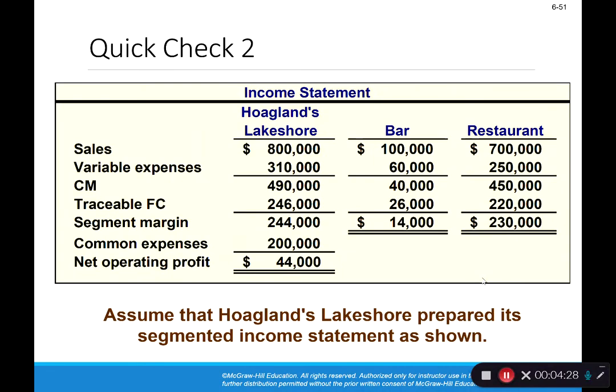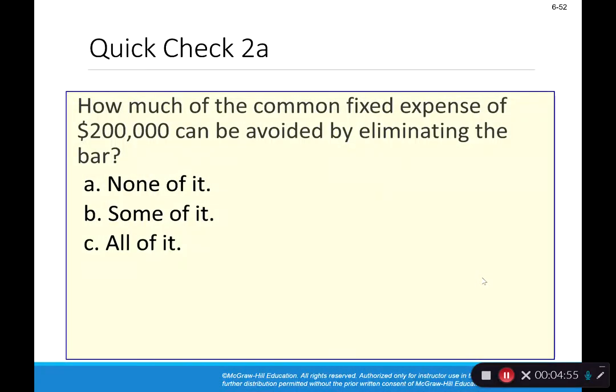To demonstrate that, we'll go through a little example with some quick checks. So we've got Hoagland's Lakeshore restaurant, and you can see that the business is broken up into its two main components, the bar and the restaurant itself. And you can see they have a significant amount of common fixed costs, $200,000. So we have that information. The first question is how much of the common fixed cost of $200,000 can be avoided by eliminating the bar? So take a little pause and see if you can figure that one out.